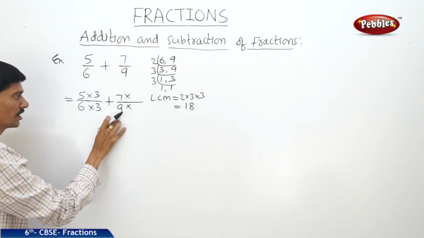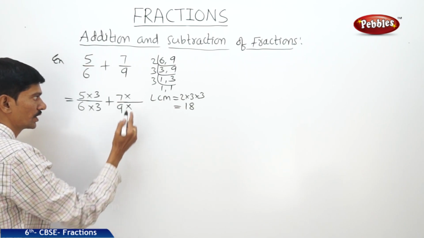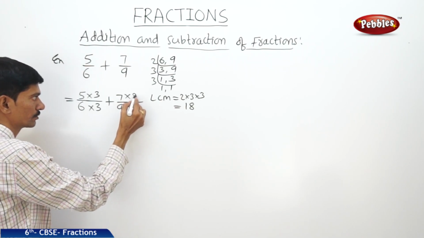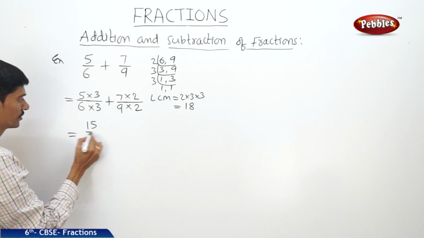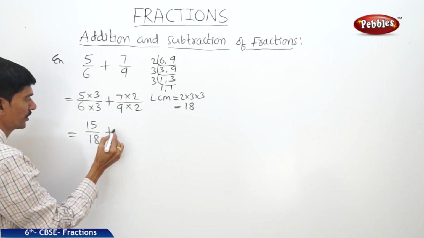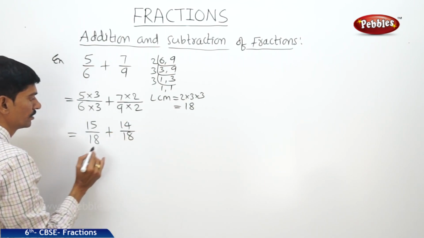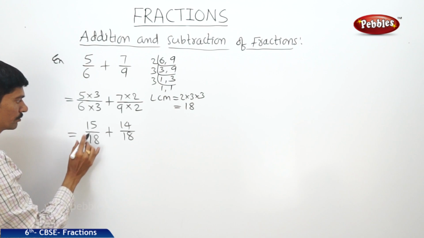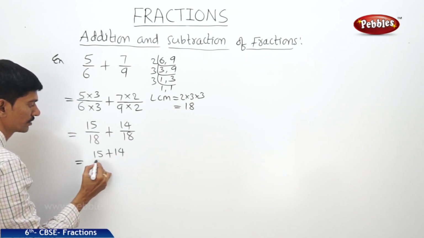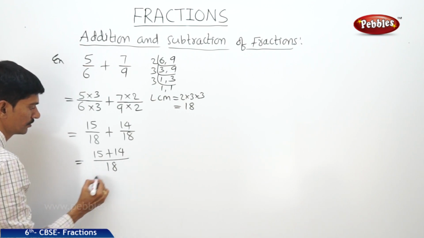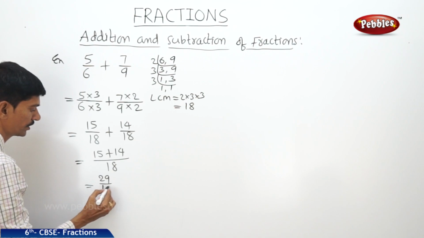Here the denominator is 9. 9 2s are 18, the LCM. So multiply both numerator and denominator by 2. So then we get 5 3s are 15 by 6 3s are 18, plus 7 2s are 14 by 9 2s are 18. Now the denominators are equal. Now we can add the numerators. 15 plus 14 by 18. So this equals 15 plus 14 is 29 by 18.